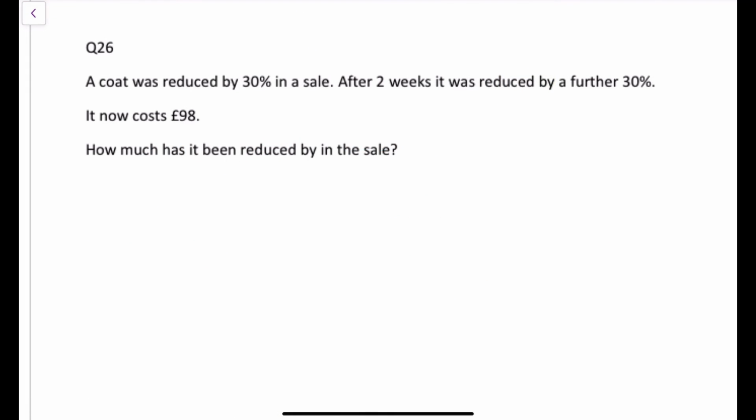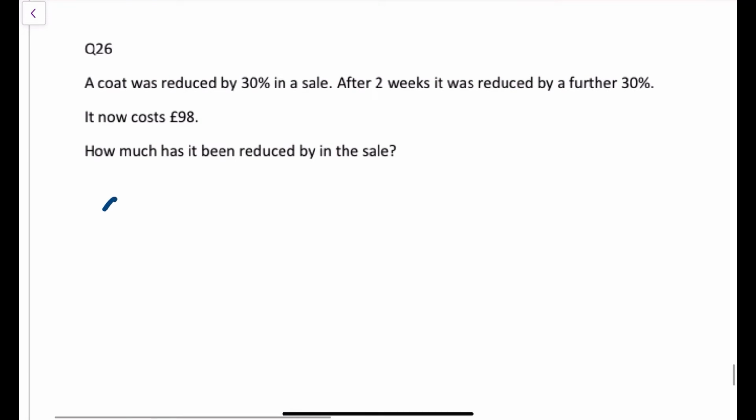Okay, in question 26, it says, a coat was reduced by 30% in a sale. After 2 weeks, it was reduced by a further 30%. It now costs £98. So it starts off with this amount. I don't know what this amount is. I'll do this as a square to not confuse us with a 0. So it starts off with this amount, and then it's reduced by 30%.